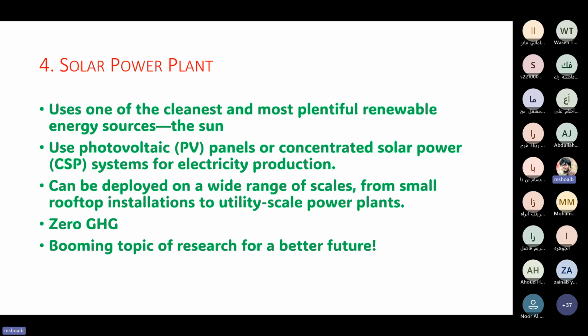So number 4 is the solar power plant. We have heard this name a lot. We know that a solar power plant uses the energy from the sun. This is one of the cleanest and most plentiful renewable energy sources, because it uses the sun. And we know that the sun is a source of very high temperature, and if you can use the sun and convert that into electrical energy, that will be a very good option.